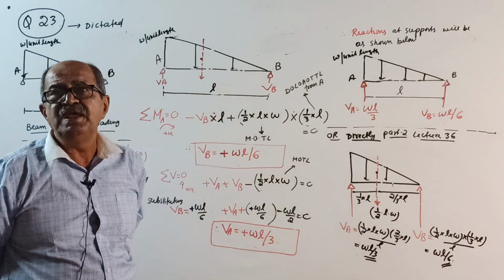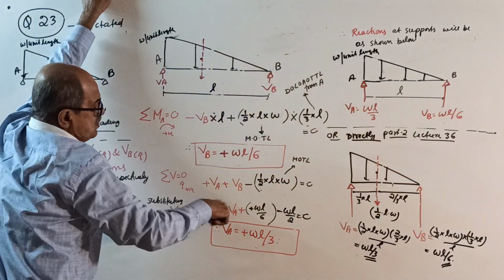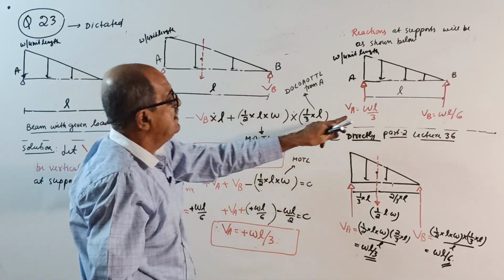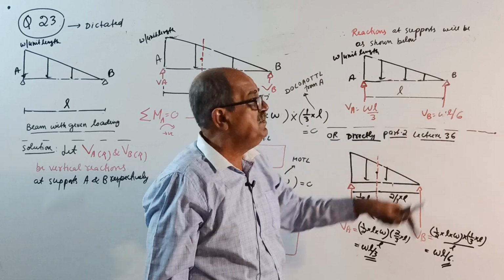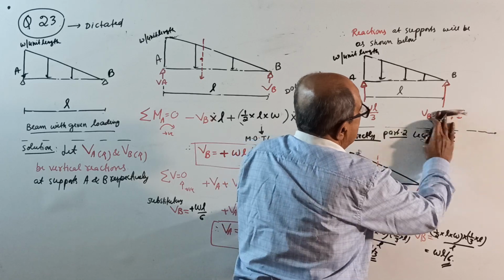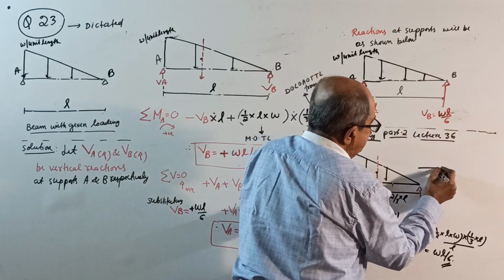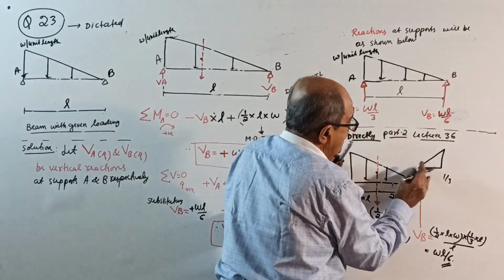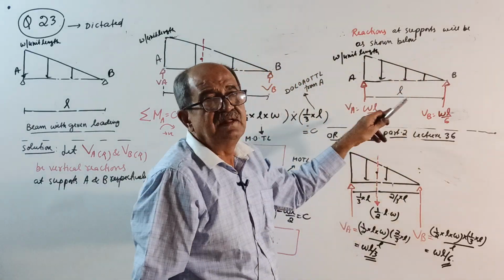What you got last time as VA, that came as VB now. Sigma V equal to 0, VA plus VB minus the total load equal to 0. Substitute VB equal to WL by 6. VA will come WL by 3. See, this one, last time this came WL by 6, and that is WL by 3. Why? Because in the previous question the loading was the other way. At that time, higher load was here, so higher reaction. This is 1 by 3, this is 2 by 3. This time, load is more on this side. This is WL by 3, that is WL by 6.